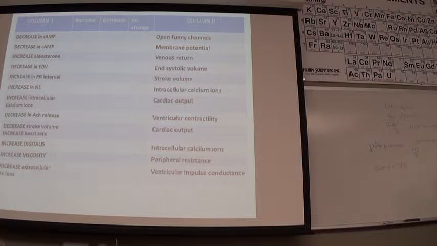So a decrease in cyclic AMP is going to do what to the number of funny channels? It's going to decrease them. An increase in cyclic AMP will do what to the membrane potential? Increase it. So it's going to make it more positive or less positive? More positive.